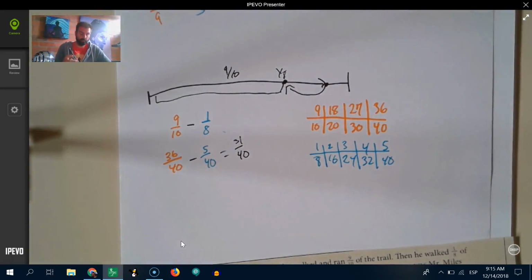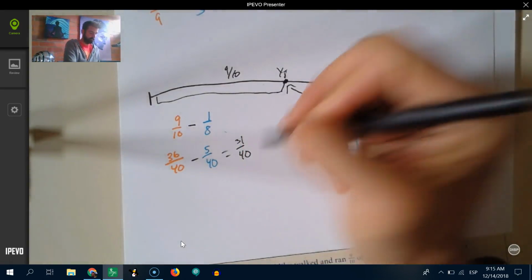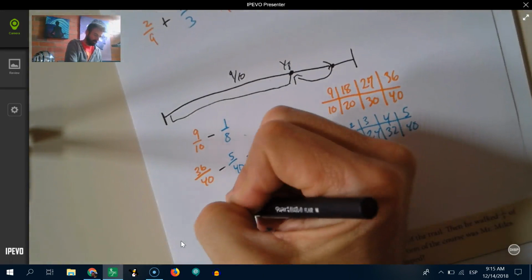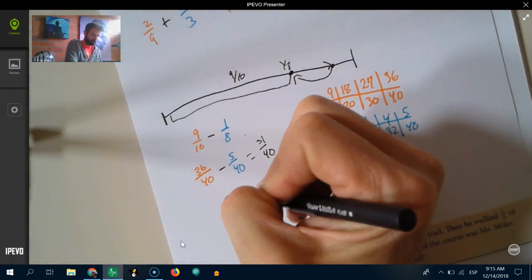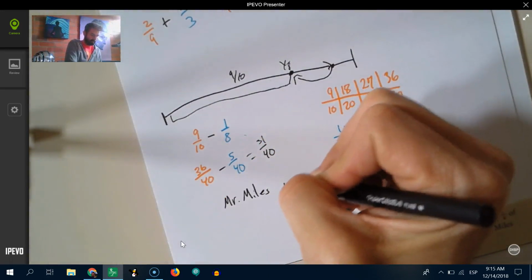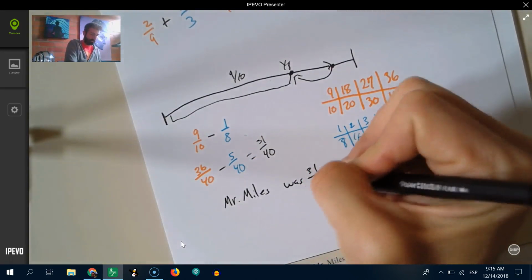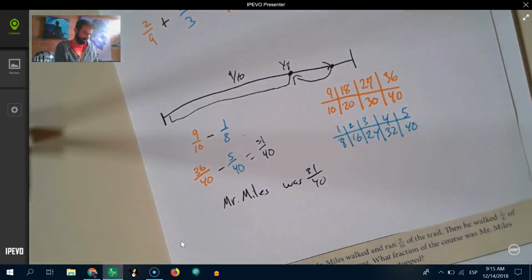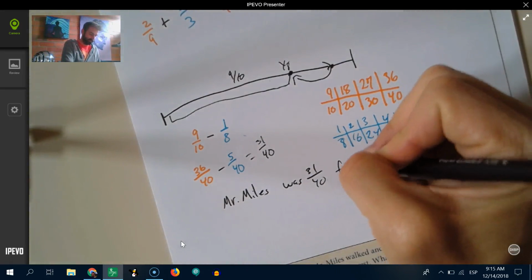So about 3/4, about 75% of the way. So 31/40 from, I could even write a sentence if I wanted to. Mr. Miles was 31/40 from the beginning of the trail.